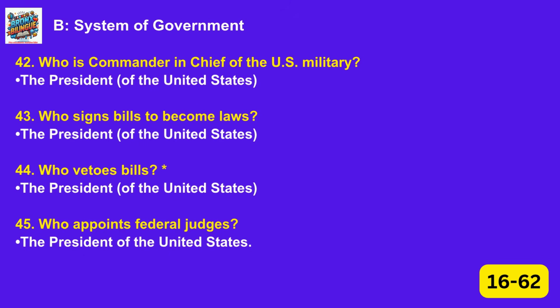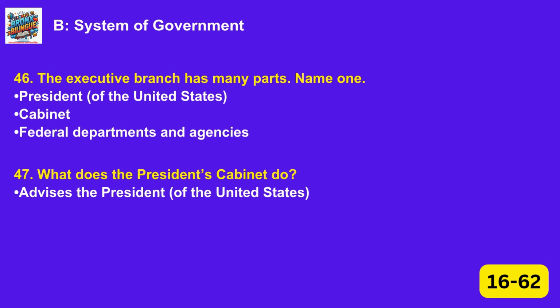42. Who is commander-in-chief of the U.S. military? The President. 43. Who signs bills to become laws? The President. 44. Who vetoes bills? The President. 45. Who appoints federal judges? The President of the United States. 46. The executive branch has many parts. Name one. President, Cabinet, federal departments and agencies.